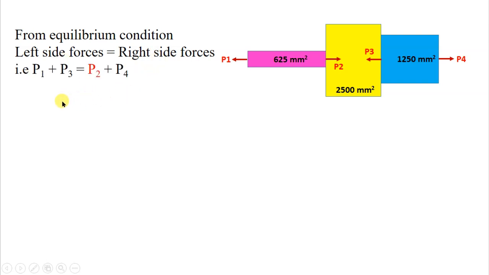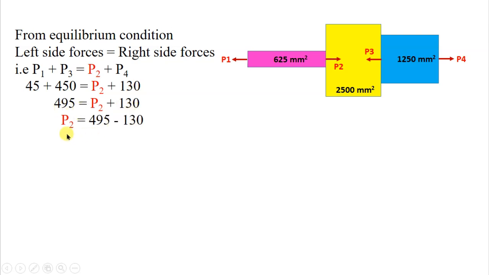That is, P1 plus P3 is equal to P2 plus P4. P1 and P3 are acting towards left, P2 and P4 are acting towards right, so we are equating these two. From this, 45 plus 450 is equal to P2 plus 130. 495 is equal to P2 plus 130. We are getting P2 as 365 kilonewton. So one part of the problem is over.